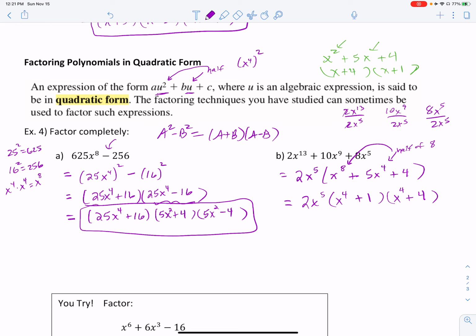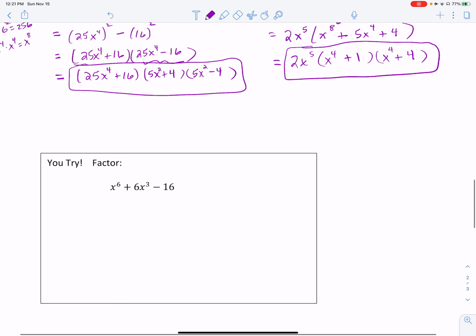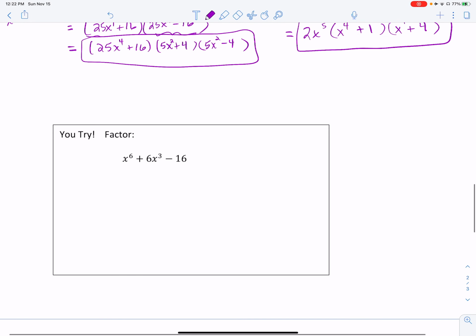If I would re-multiply that out, I would get 5x to the 4th in the middle. And so that's what they're talking about, an expression of u squared and then u. In this case, the u is the x to the 4th being squared. And so my u value is x to the 4th. So it's quadratic in nature, and it continues to factor. Don't forget that 2x to the 5th out in front. So you could take this next one and try on your own, pause and see if you can get it, and then see if you were able to factor it.